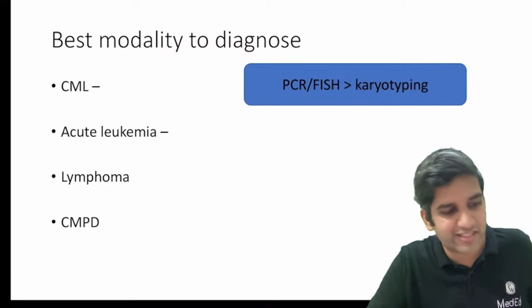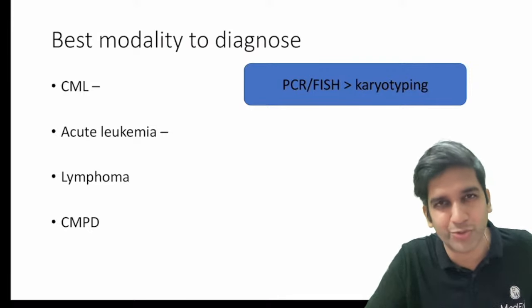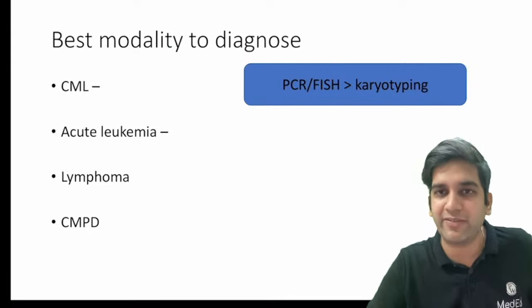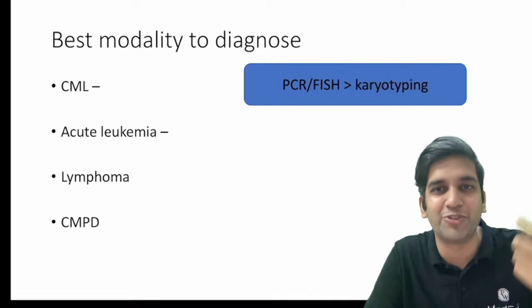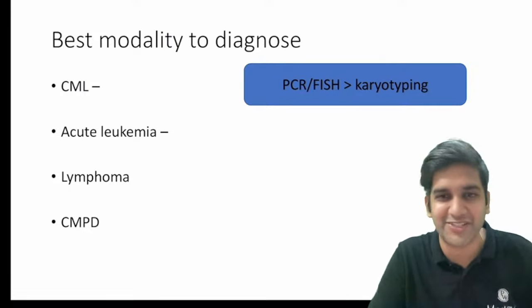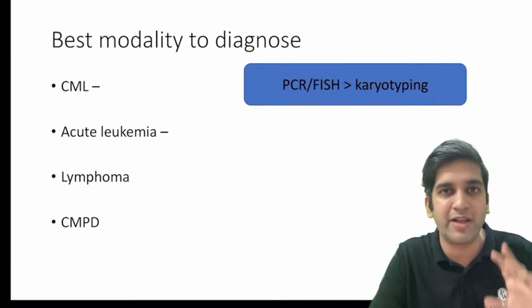Osmotic fragility is actually, honestly speaking, of no use. None of the modern labs have osmotic fragility because we have moved on. It's like a Nokia phone. It's for legendary purposes. That's all. Fine. Okay. Acute leukemia, investigation of choice.